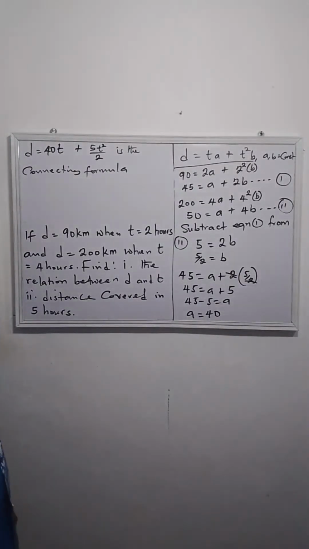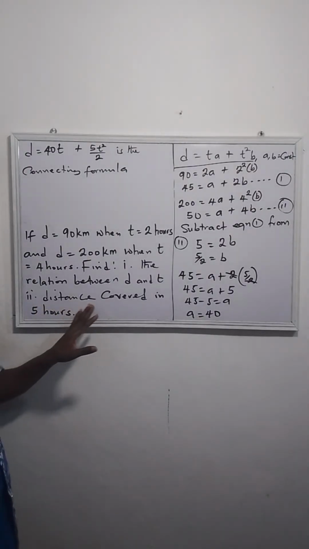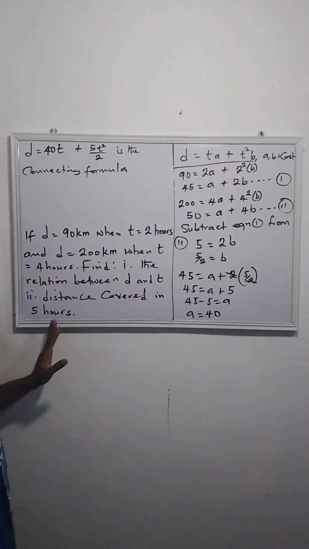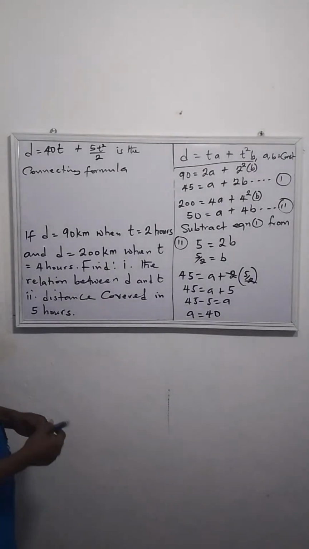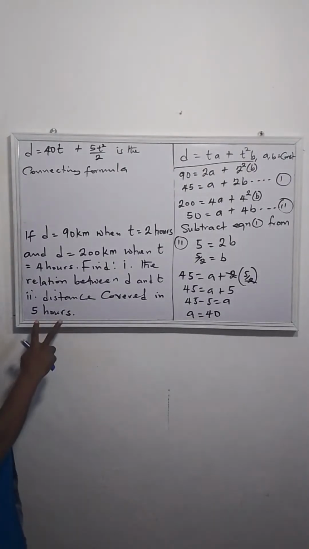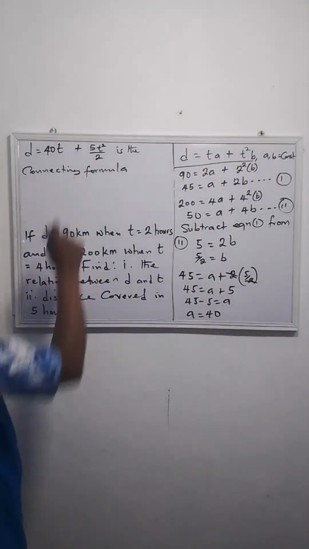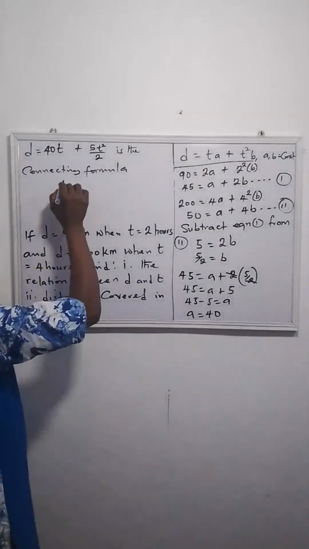Okay, so now what is the next thing? Now the question asks you to calculate the distance covered in 5 hours. What is the distance covered in 5 hours? So how do we go about this? So we just plug in the value of t into this connecting formula. That is t is 5.